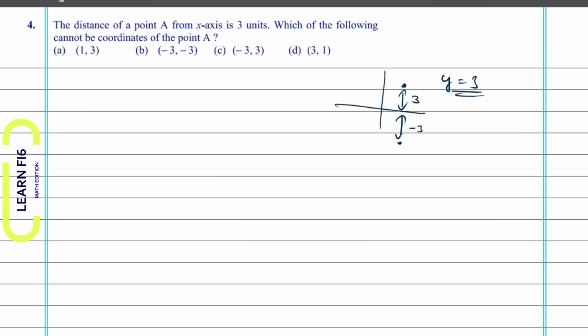So what we have to find is which of the following cannot be the coordinates of point A. Okay, one of the given options is not a coordinate of point A, which means to have a distance of 3 units from the x-axis, its y coordinate should be 3 or minus 3. Okay, so in the first option the y value is 3, in the second one also we have y as minus 3, in the third one the y value is 3, and in the fourth one it is not 3. Its distance from the x-axis is 1 unit, so this is not a possible coordinate of A.